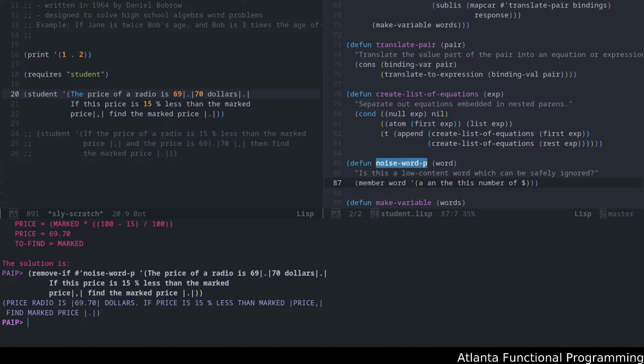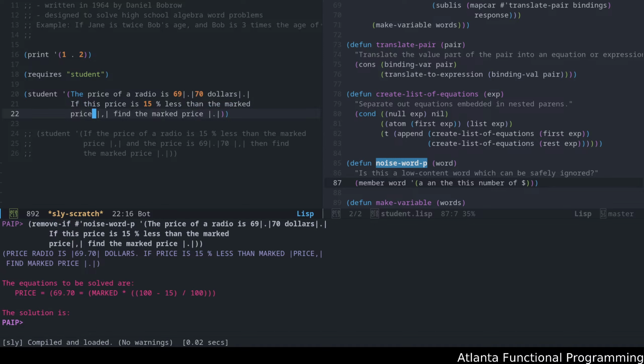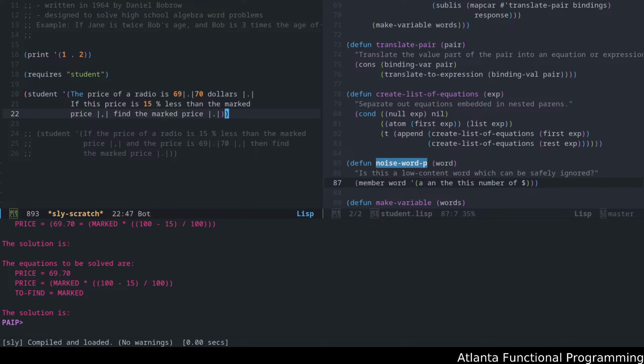Oh, okay. I see something here. There is an issue with this. Let's see what happens if I do that. Okay, it still has an issue with some other stuff here. Let's go ahead and remove that. There we go. We're getting a little closer. Price equals 69.70. Price equals to find equals marked.